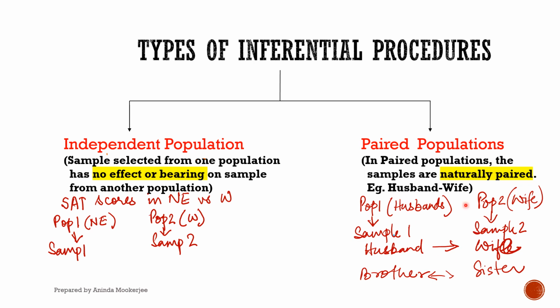Right. Now, it does not always have to be people, it can be plants, and we will do some further study. We'll go into the different kinds of paired populations when we work on some examples, but that in a nutshell is what the difference is between independent populations and paired populations.